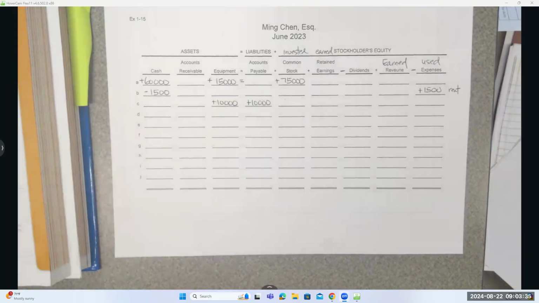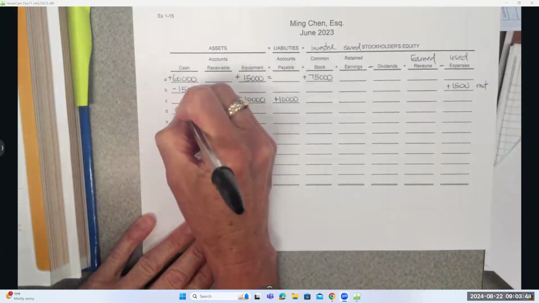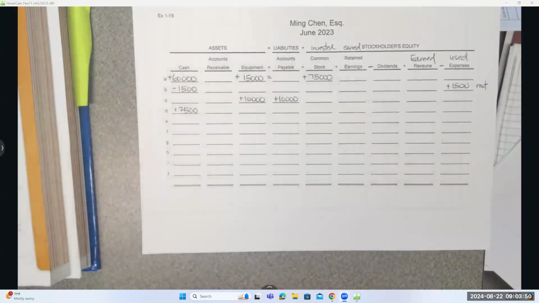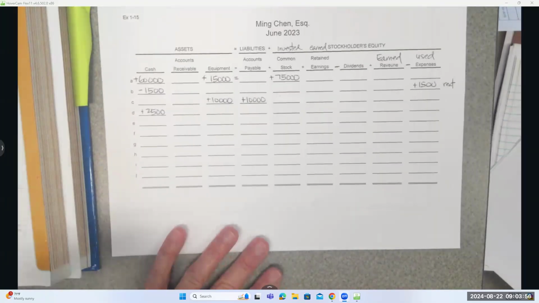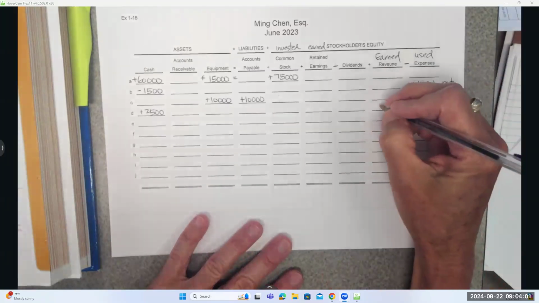The company completed work for a client and immediately collected 2,500 cash. Well, if we got 2,500 cash, right, we're going to put plus 2,500 cash. But what was that for? Why did they pay us $2,500? If we completed work, that means we earned it. So that is revenue.